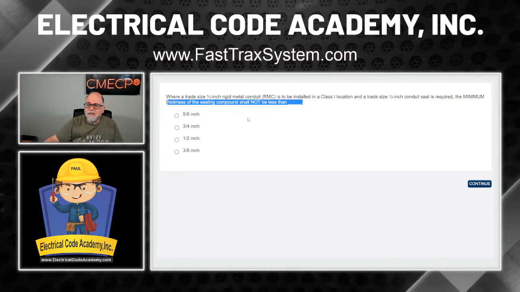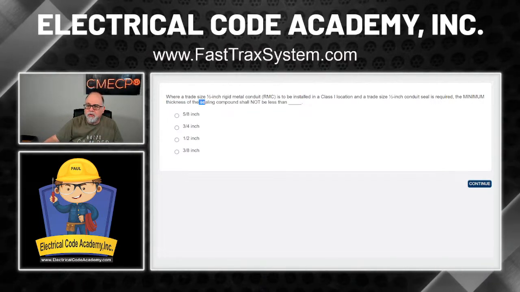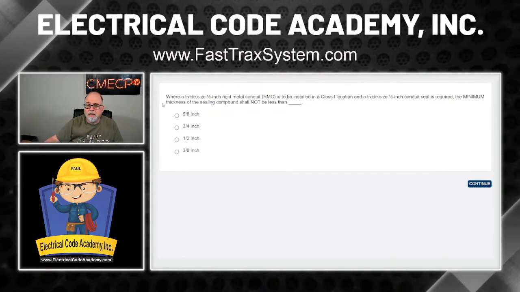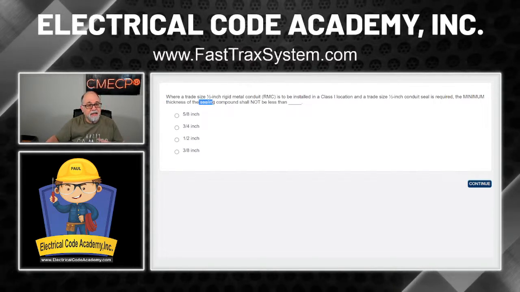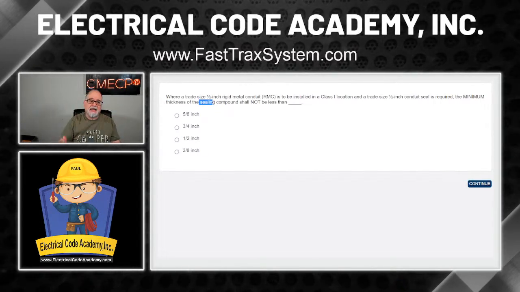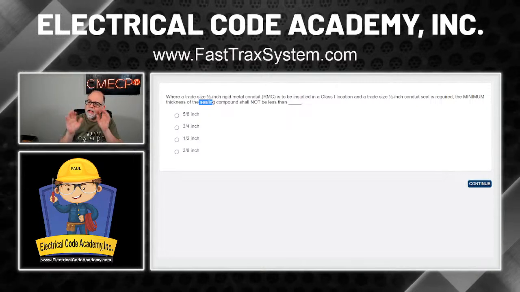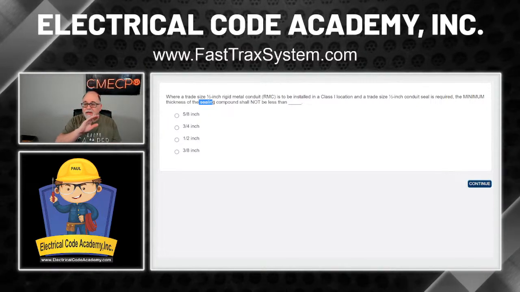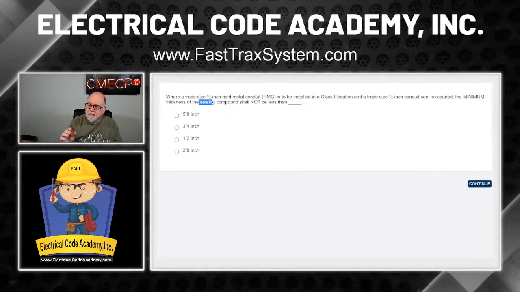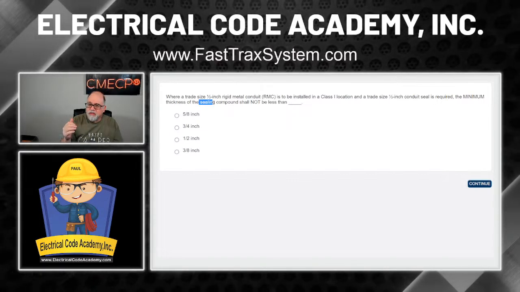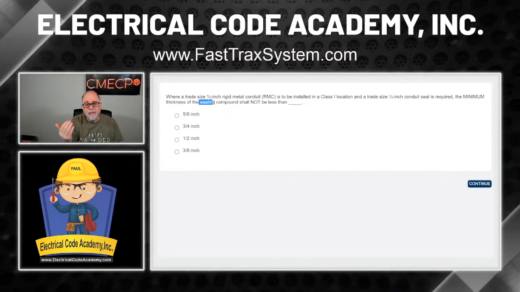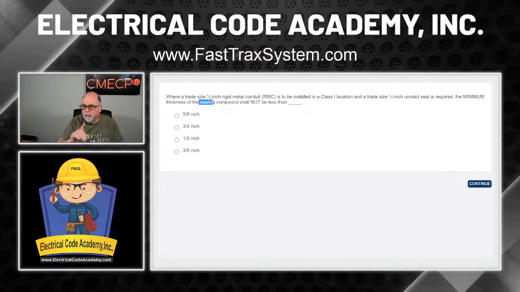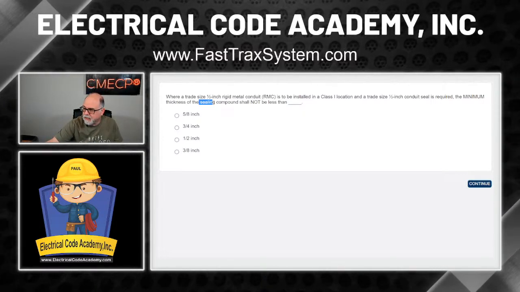And there we're looking specifically for seals. And to be honest with you, we're looking for the thickness of the seal. I mean, that's the question, right? That is exactly what they're asking me. So all of the other information, sizing and all, we already know there's a seal required. So really, it wants to know what's the minimum thickness of the sealing compound. Okay, all right, no problem. So we're going to go to the NEC.